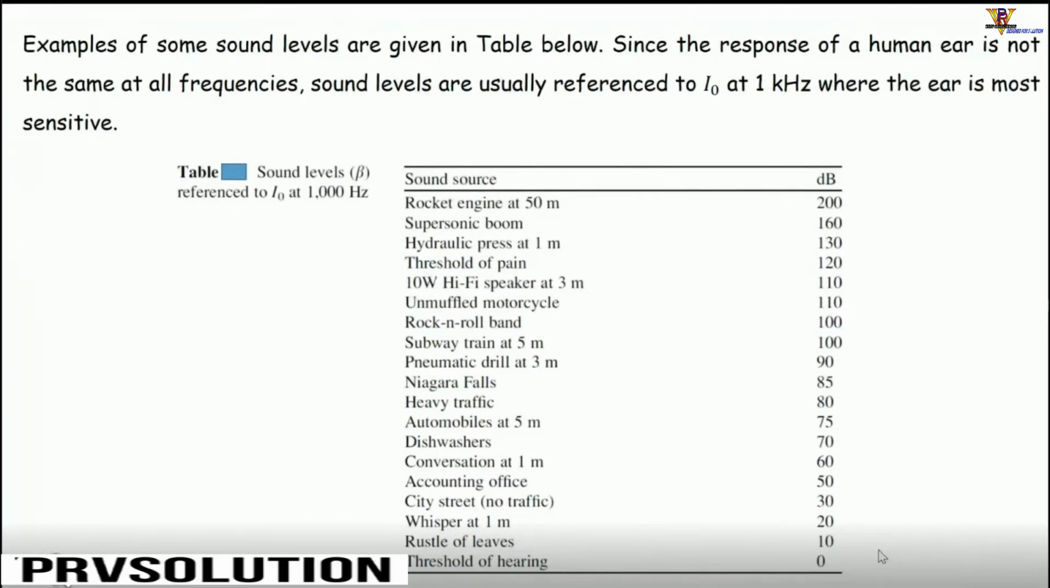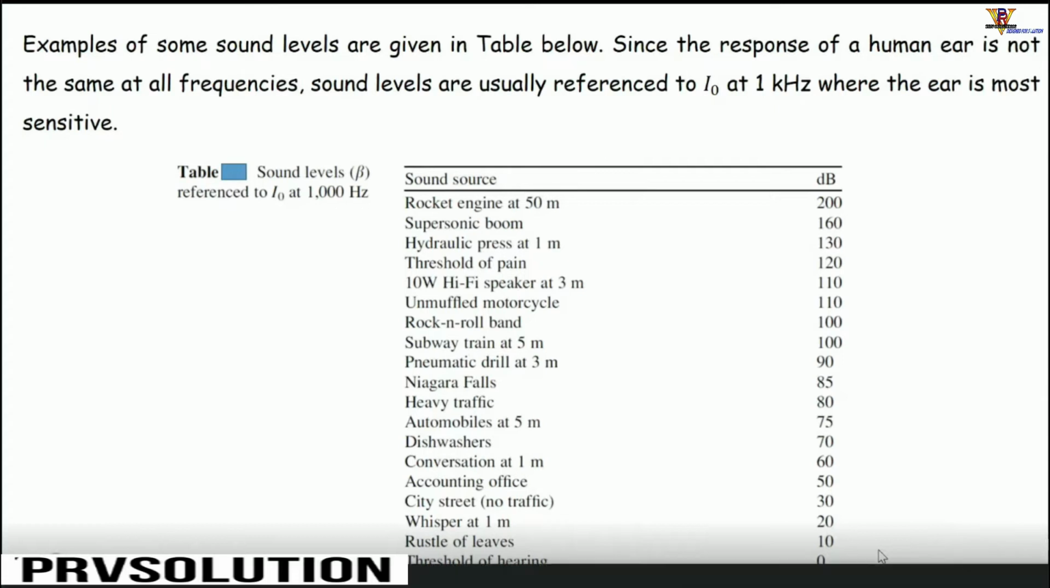But don't say it is infra. Why? Because its frequency is not less than 20 hertz. Its frequency is still 1 kilohertz. So at any frequency it can happen, but in that case, the source that is producing the sound wave has an intensity below its reference value that can be heard by a human being. In that case, beta may be negative.